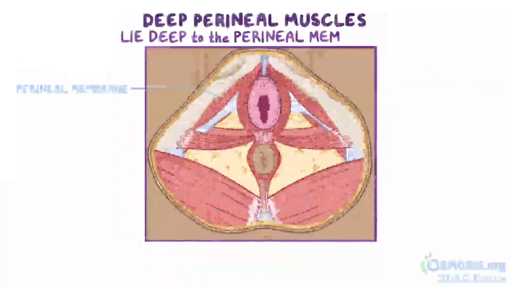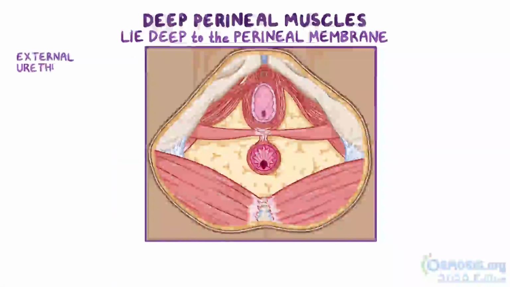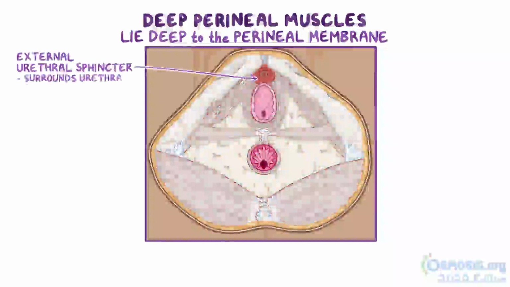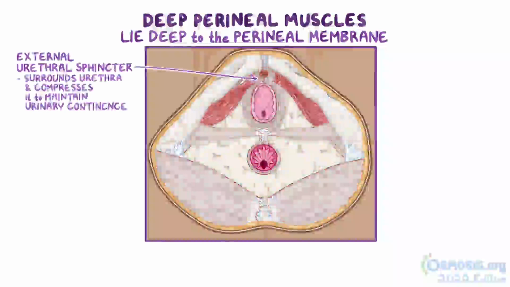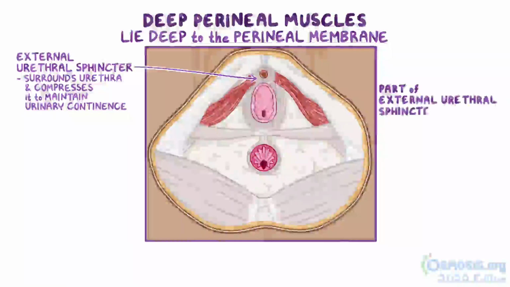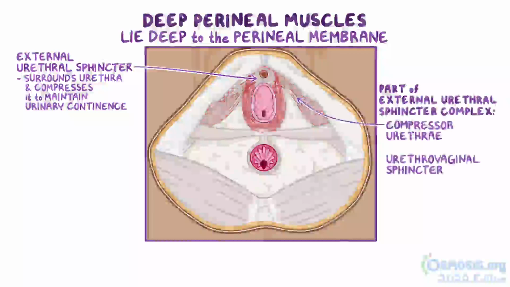Next are the deep perineal muscles, which lie deep to the perineal membrane in the deep perineal pouch. First, we have the external urethral sphincter, which surrounds the urethra and compresses it to maintain urinary continence. In the female deep perineal pouch, there are two other muscles that are actually part of the external urethral sphincter complex, called the compressor urethrae and the urethrovaginal sphincter.